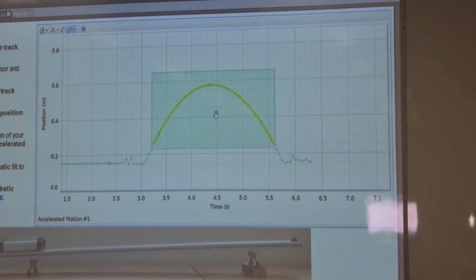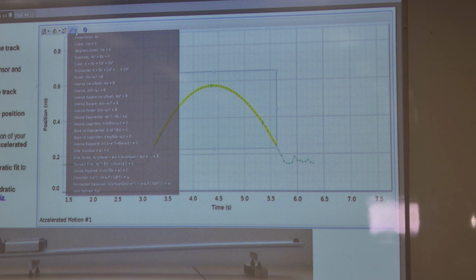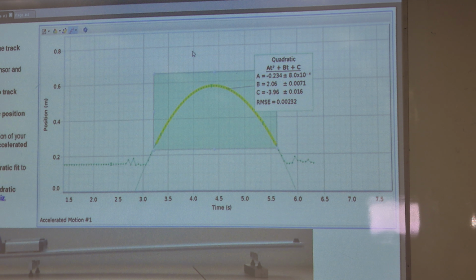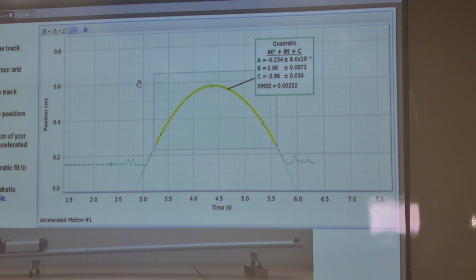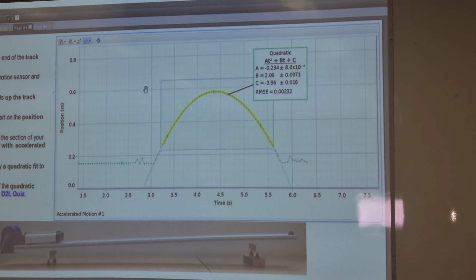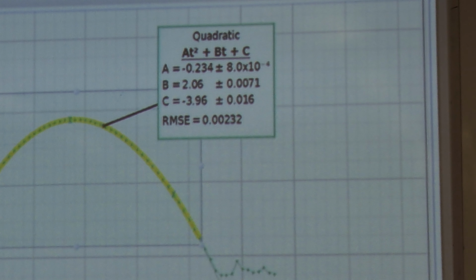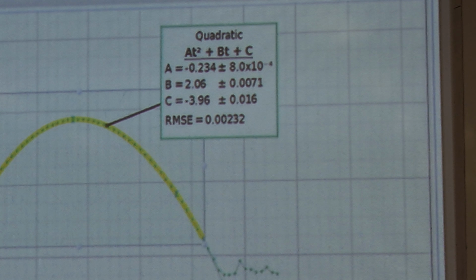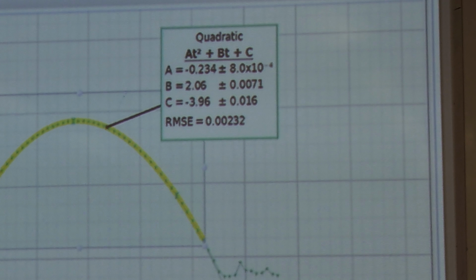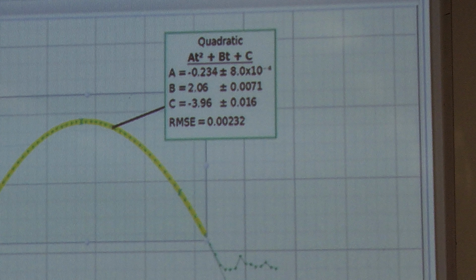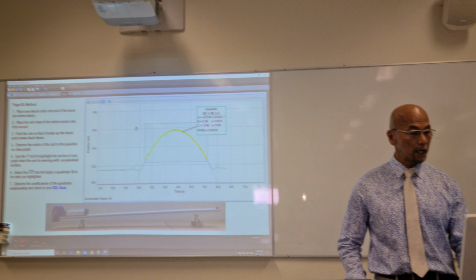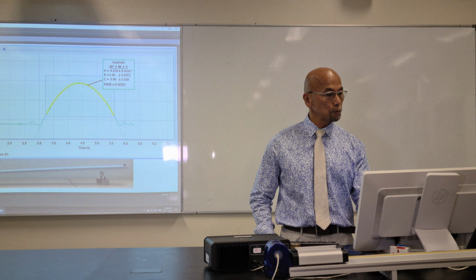It's good enough there. And then we know it's not linear, it's actually quadratic. We select quadratic, and there you go. The quadratic tells us that coefficient A is negative 0.234, B is 2.06, and C is negative 3.96. What we're concerned with right now is A, because if we multiply A by 2, it'll give you the acceleration of the cart. Let's go on to page 4.